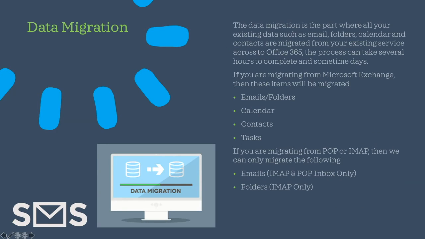So as mentioned just before, the data migration part. The data migration part is basically where we move your existing data from your old system to Office 365. Now, what we can migrate for you depends on what account you've got. So for example, with a full-blown Exchange account, our migration tool will migrate all your email, all your folders, calendar, contacts and tasks without any problems. It will migrate them all over.